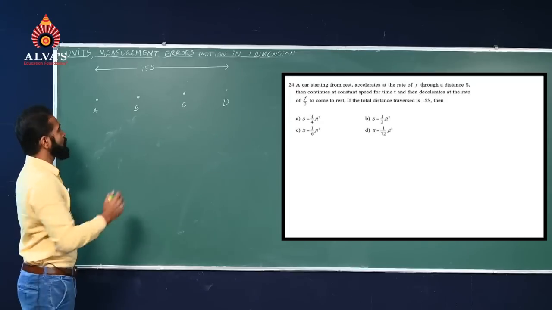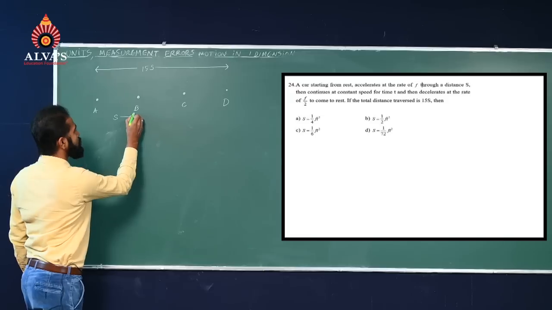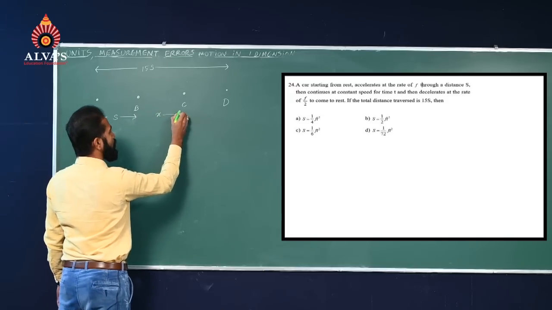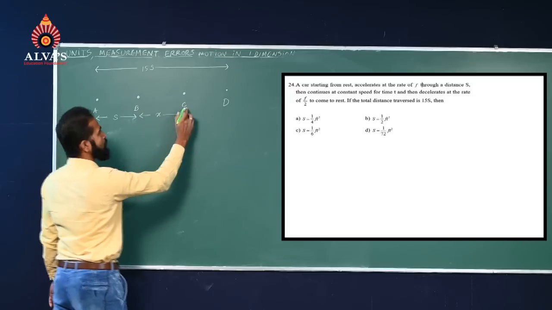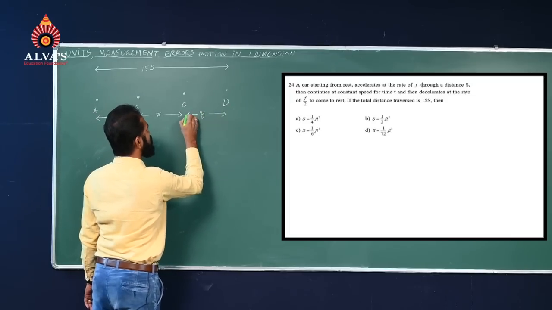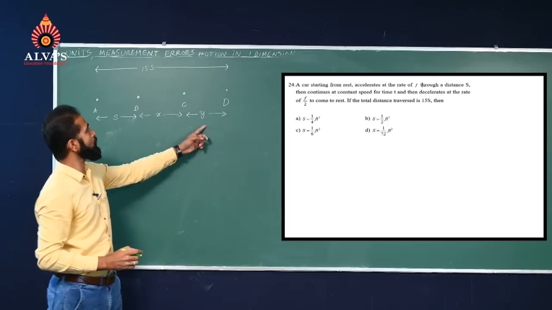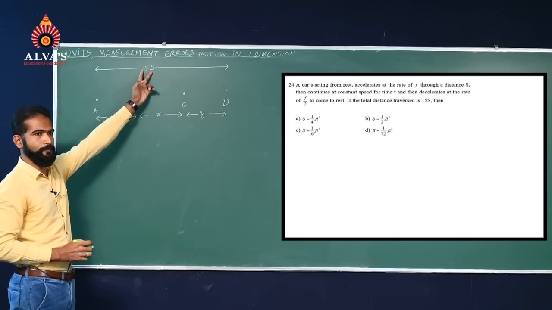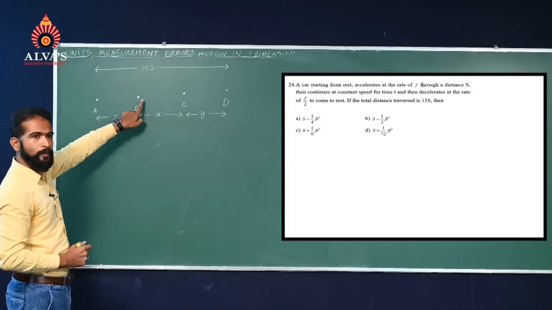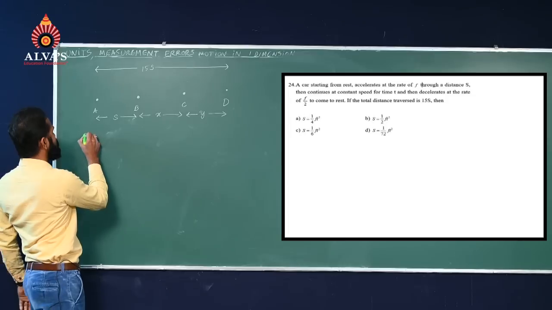The question also says that the distance A to B is s, the distance B to C is unknown, I'll take it as x. Distance C to D is also unknown, I'll take it as y. If I add all the distances, s plus x plus y, I'm going to get a total of 15s. Now let's calculate the velocity of the particle at point B.